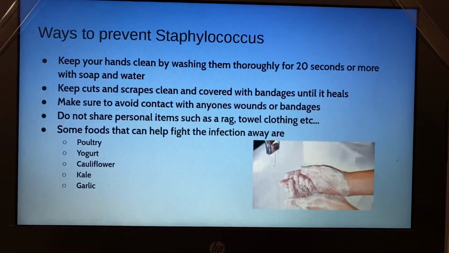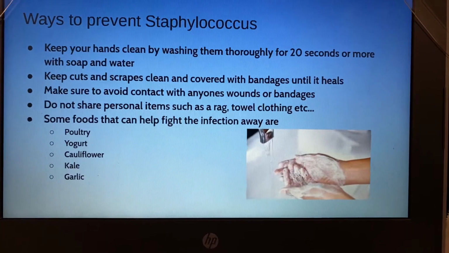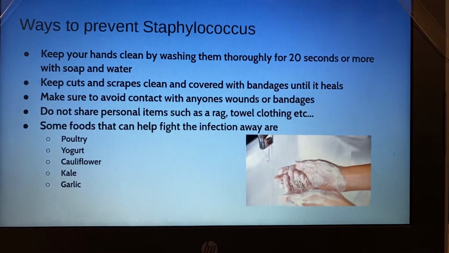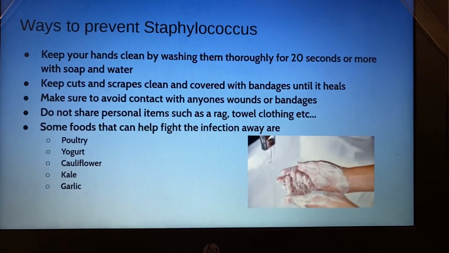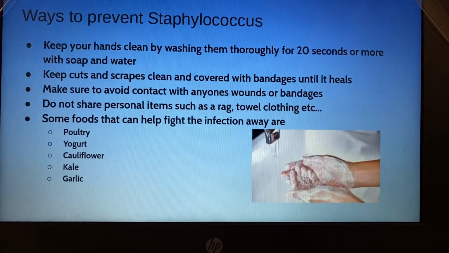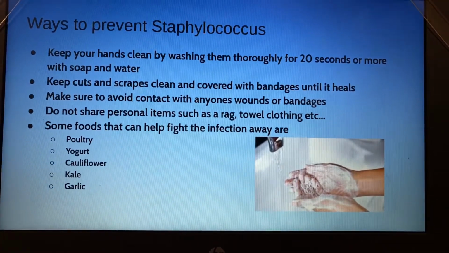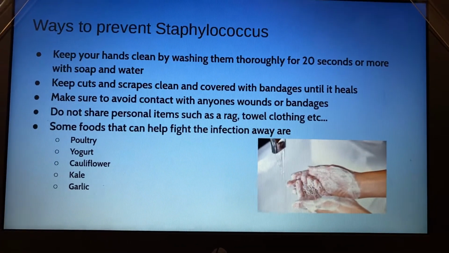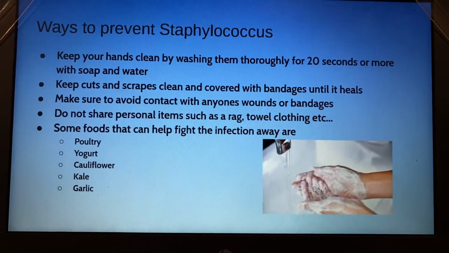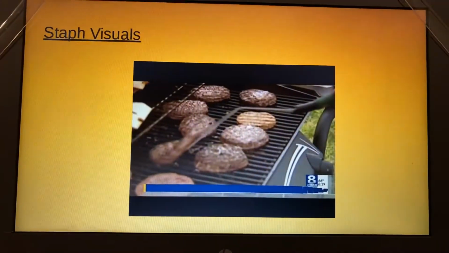Ways to prevent staph. Keep your hands clean by washing them thoroughly for 20 seconds or more with soap and water. Keep cuts and scrapes clean and covered with bandages until it heals. Make sure to avoid contact with anyone's wounds or bandages. Do not share personal items such as rags, towels, clothing, etc. Some foods that can help you fight the infection and build up your immune system and kill the bacteria are poultry, yogurt, cauliflower, kale, and garlic.